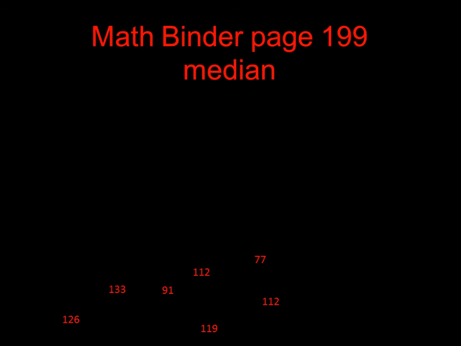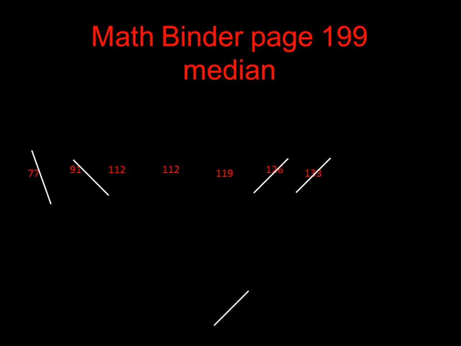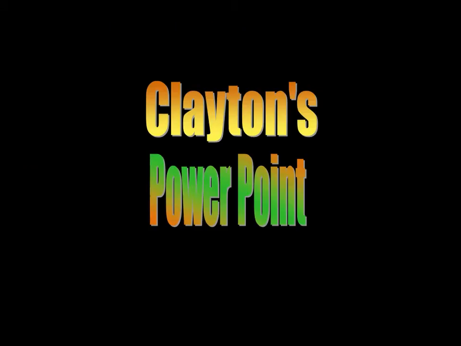So we're going to line them up again from smallest to largest. What we do is we cross one on the right, cross one on the left, cross one on the right, cross one on the left, cross one on the right, cross one on the left. Then we get 112. I put the circle in there. So that's the median. This is Clayton's PowerPoint, the third.